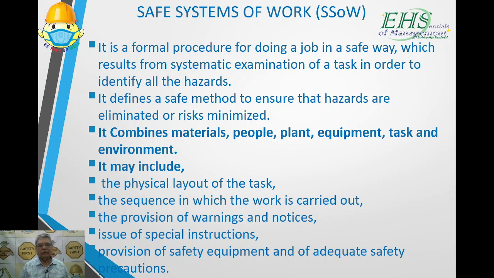And it may include the physical layout of the task, means the layout of your workplace, where you are working, your workstation, and the sequence in which the work is carried out. So right from start to end, whatever is the sequence of operations, tasks, actions and so on. The provision of warnings and notices, or you can say extra provision of warnings and notices. Issue of special instructions which are there in the permit to work systems. Provision of safety equipment and of adequate safety precautions. So whatever is required to see that people working on such non-routine jobs are safe, you take all the steps for doing that.